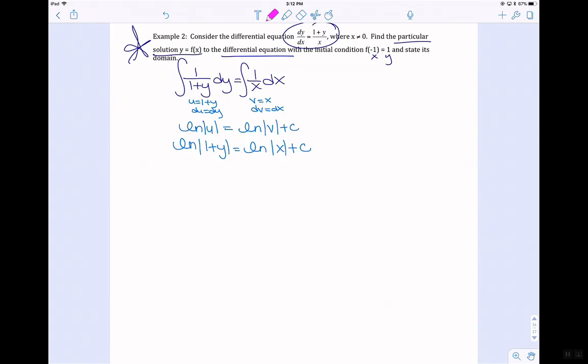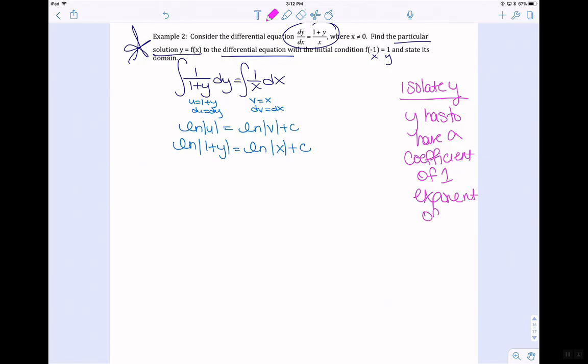What does isolate y mean? Y has to have a coefficient of 1 and exponent of 1, and by itself. So nothing being added or subtracted to it.